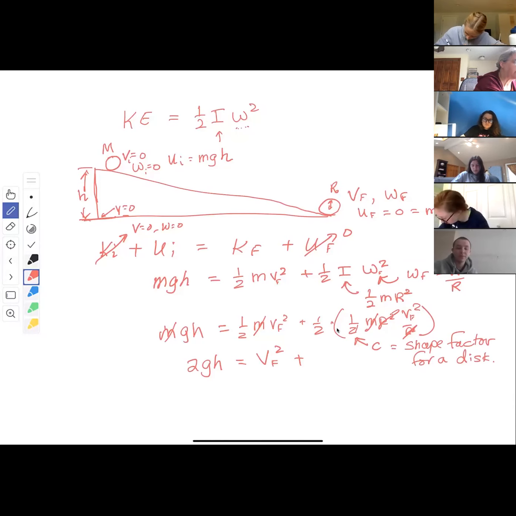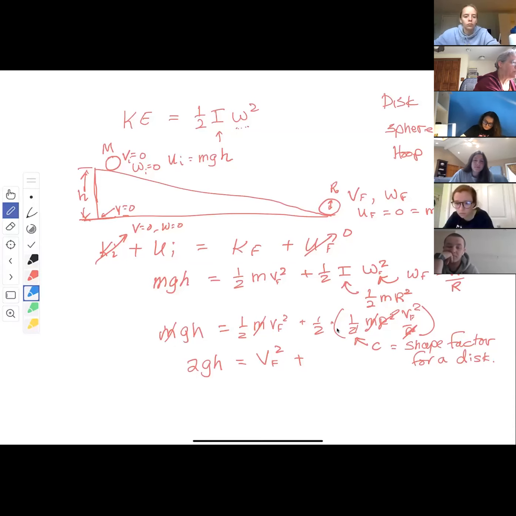Because remember in that chart, if you had a disk, then the moment of inertia was 1/2 mr squared. But if you had a sphere, it was 2/5 mr squared. And if you had a hoop, which would be like a hollow disk, then that was just mr squared. Whatever this prefactor is in front of the mr squared, or here it's a 1/2, I'm going to call that C, and I'm going to refer to that as the shape factor.